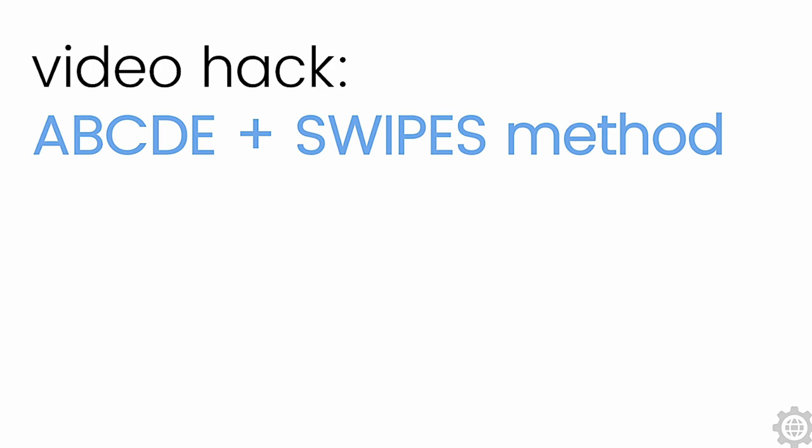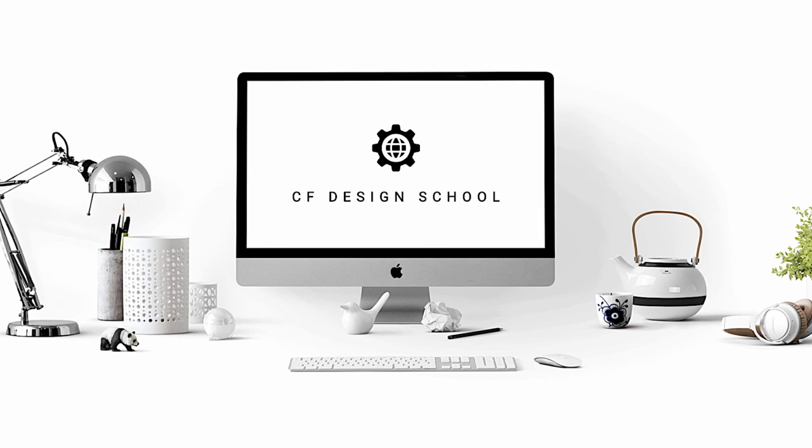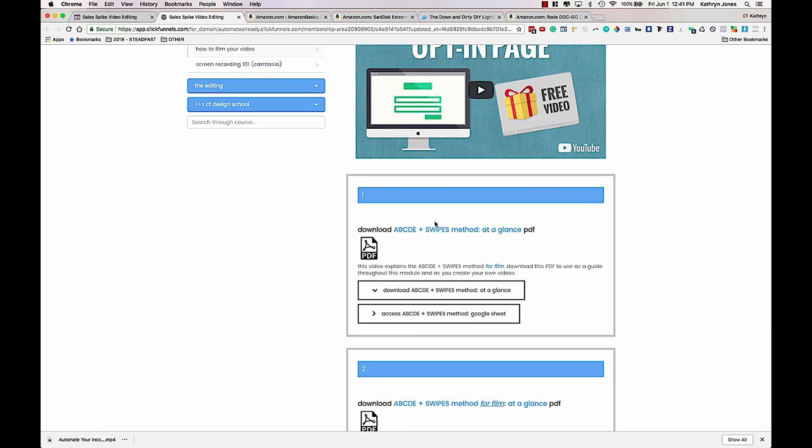Now, to go through a quick example for you, let's say that I want to make a video for my course, CF Design School. Now, let's quickly go through the ABCDE plus swipes method for this. We first hear about the ABCDE plus swipes method in CF Design School, where we use it to learn how to make an original funnel design. But if I go to the course, you'll see that I have the ABCDE plus swipes method here at a glance. So I'm just going to go ahead and open that up.